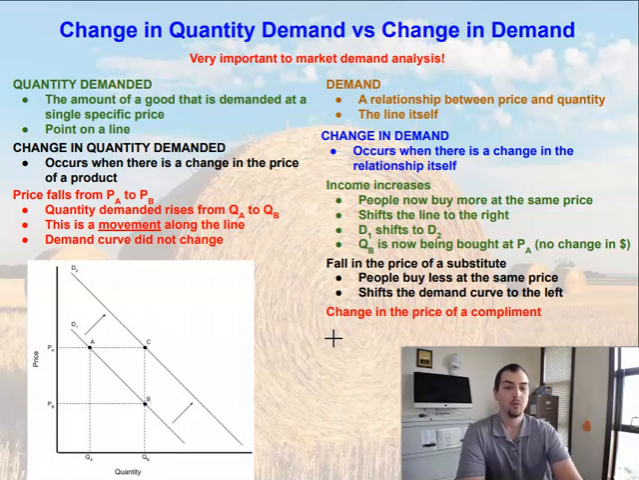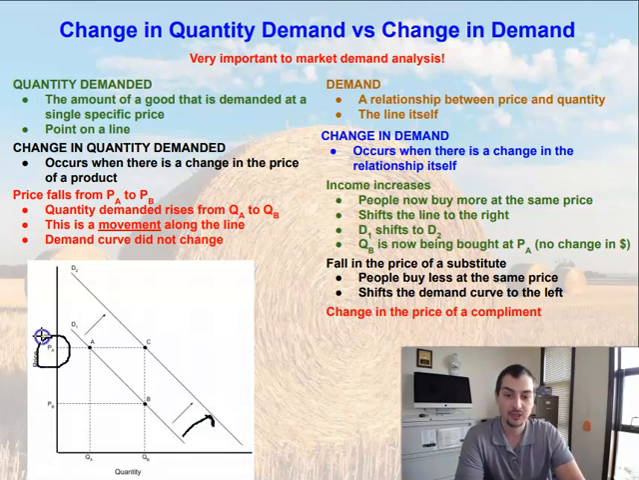Now, what would happen if we change the price of a complement? Let's say that there was a fall in the price of a complement good. So let's say that there is a fall in the price of potatoes. So now you consume more potatoes. But you would also start consuming more gravy. The demand curve would shift outward for gravy. The price of gravy wouldn't change, but now you consume more gravy because the price of the complement actually fell. It shifted that demand curve to the right.